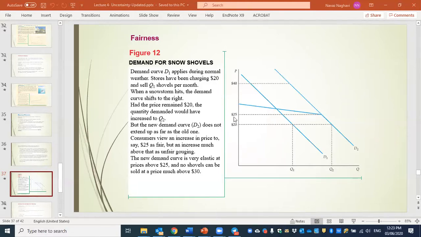But once you notice that the price is not 25 and the price is 40, what is your reaction? Your reaction is very simple, that you don't buy, right? So it means that a lot of people, simply because they feel that it is unfair and the seller is taking advantage of them because the seller knows that they are in dire need, refuse to buy. So once they refuse to buy, what does it mean? It means that there will be a change in the demand curve.